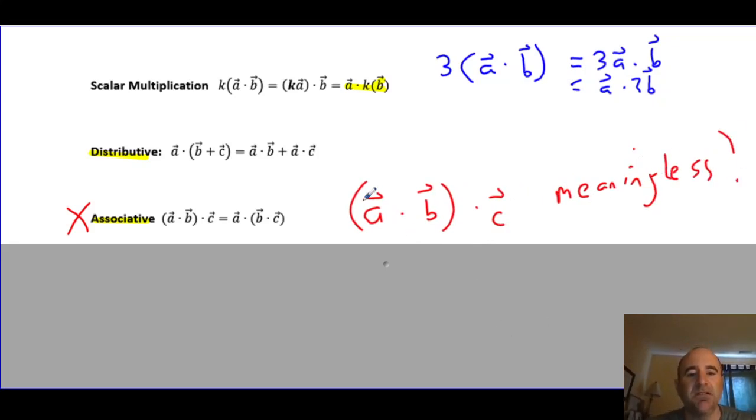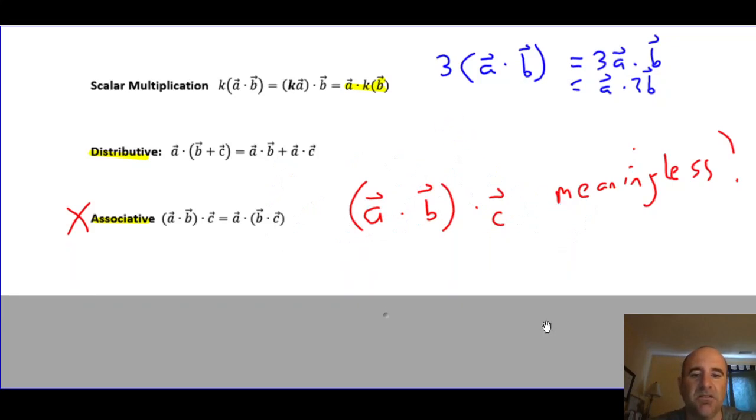The reason it's meaningless is A dotted with B is a scalar. You can't dot a scalar with a vector. The dot product exists between two vectors only. This is not scalar multiplication because of the dot there. And so this just doesn't have any meaning. It'd be like if you tried to say something like, here's another meaningless statement, 3 plus vector A. You cannot add a vector to a scalar. This has no meaning whatsoever, just like this has no meaning either.